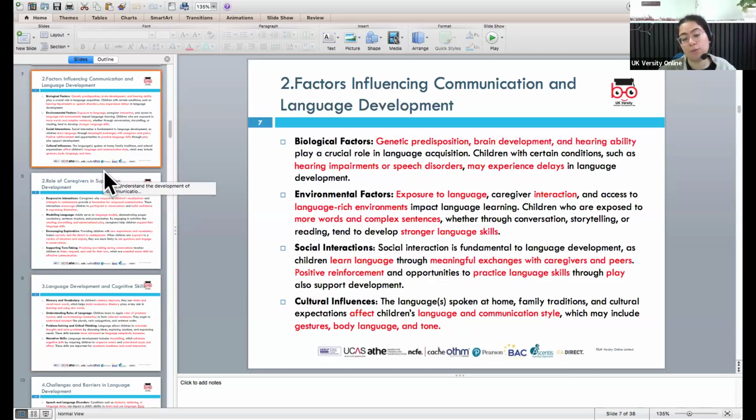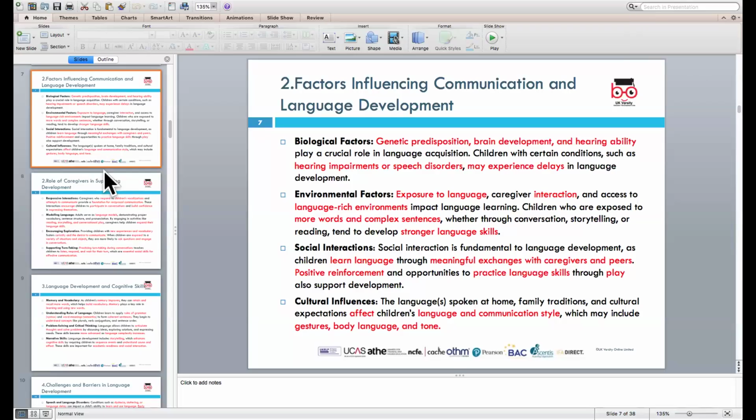Second is the factors influencing communication and language development. So, of course, these are the common factors that you can see everywhere you talk about psychology: biological, environmental, social, and cultural. Social and cultural go hand in hand, but we do talk about them separately sometimes as well. So biological factors would be genetic predisposition, brain development, and hearing ability. They play a crucial role in language acquisition. So children with certain conditions such as hearing impairments or speech disorders might experience delays in language development.